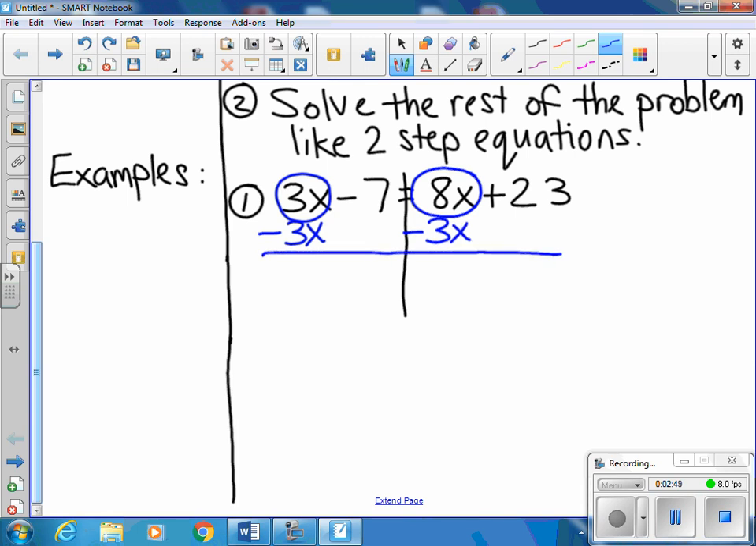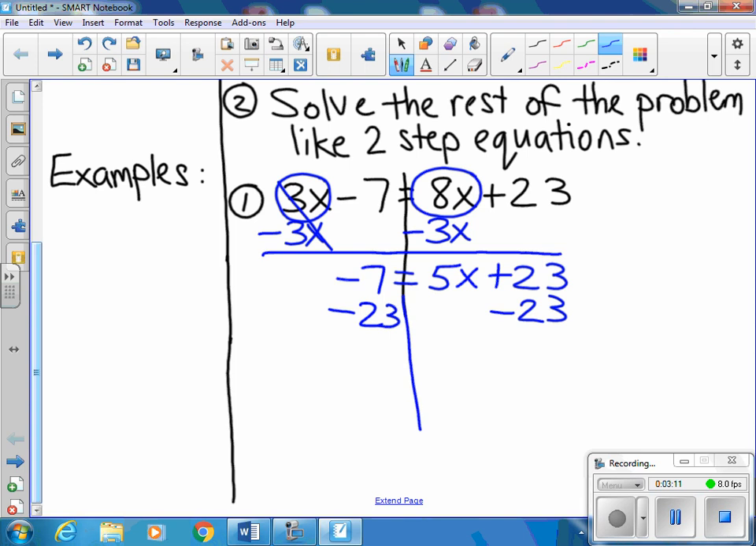And once we do that, that makes the 3x go away because that side has 0 on it. So now we have negative 7 equals 8x minus 3x is 5x plus 23. And here we are right back to those two-step equations that we talked about last class. All right, so we have to move the plus 23 first by subtracting 23. Again, what you do on one side, you have to do on the other. All right, and then the 23 is gone. So negative 7 minus 23 is negative 30 equals 5x.